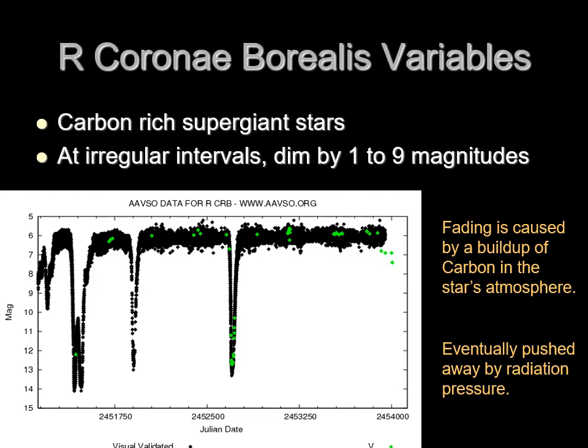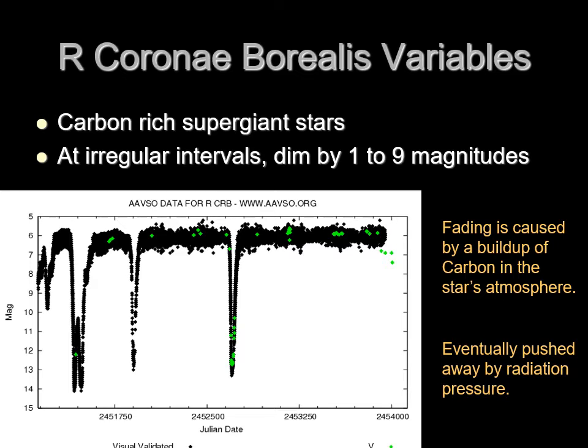Okay, now our Coronae Borealis stars. These stars are downright cool. These are interesting stars right here. So R Coronae Borealis stars are normally pretty stable, but every once in a while, they suddenly dim down, then they get bright again. So they dim down and get bright again. So what's happening here? Well, these tend to be carbon-rich supergiant stars.